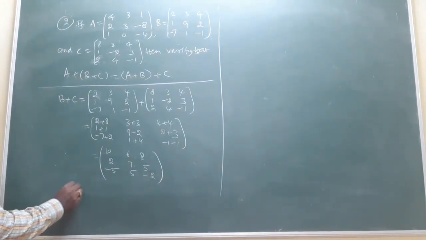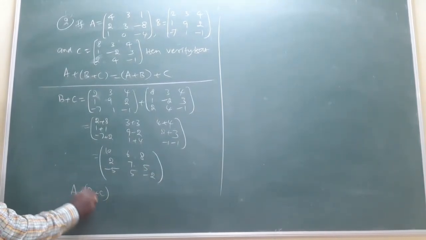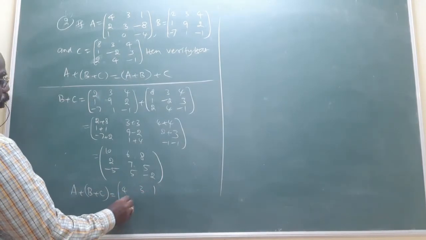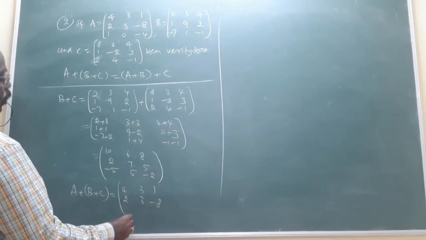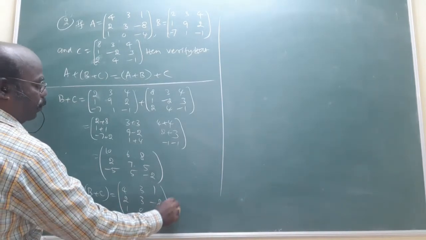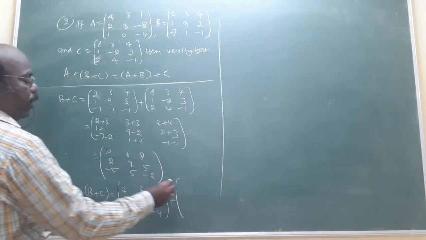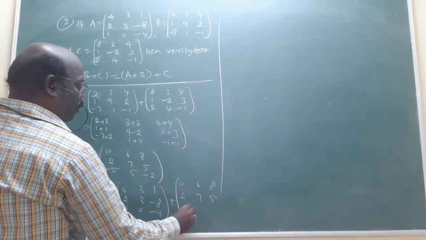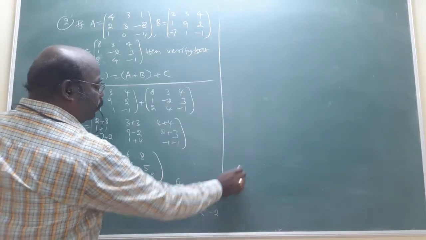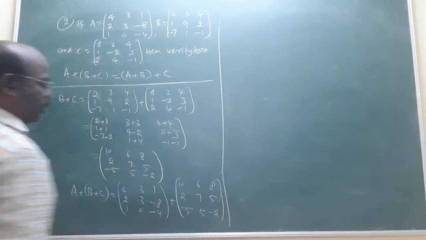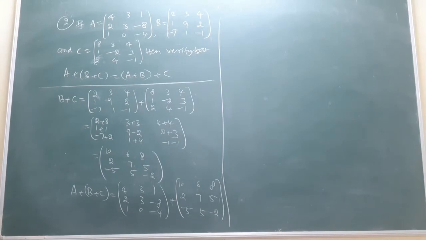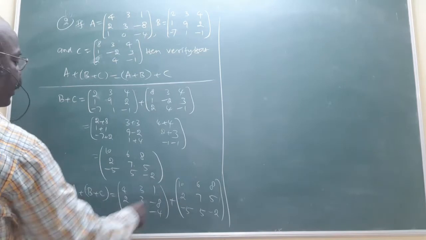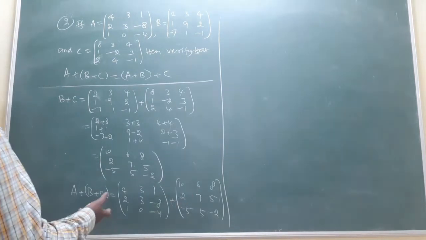Now start with A plus (B plus C). A is 4, 3, 1, 2, 3, minus 8, 1, 0, minus 4, plus B plus C, which we already found: 10, 6, 8, 2, 7, 4, minus 5, 5, minus 2. In this way. Now, again, what is the answer? 4 plus 10, 3 plus 6, 1 plus 8. In this way you want it.